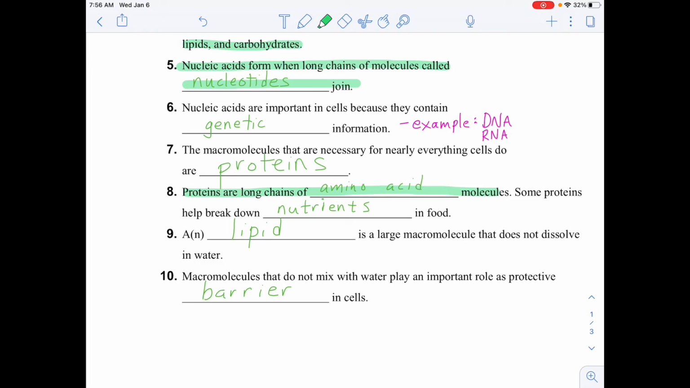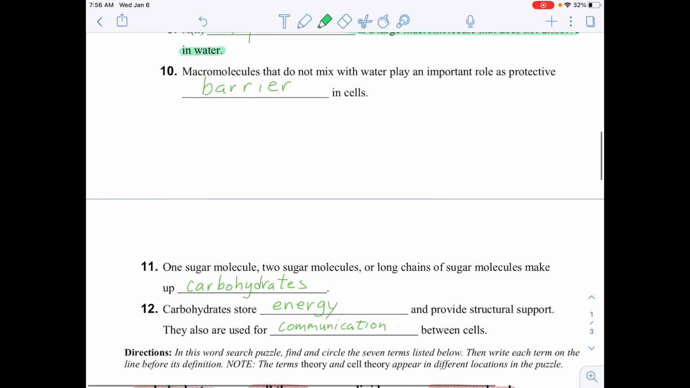Number 9, a lipid is a large macromolecule that does not dissolve in water. Lipids are fats. So if you think about oil, butter, any type of oil is considered a lipid, and they don't dissolve in water. You may have learned that previously in a facts class. Macromolecules that do not mix with water play an important role as protective barrier in cells. So the outside of cells, that cell membrane, which we're going to learn more about, is made largely of lipids because it doesn't allow the cell to be dissolved when it's in water.